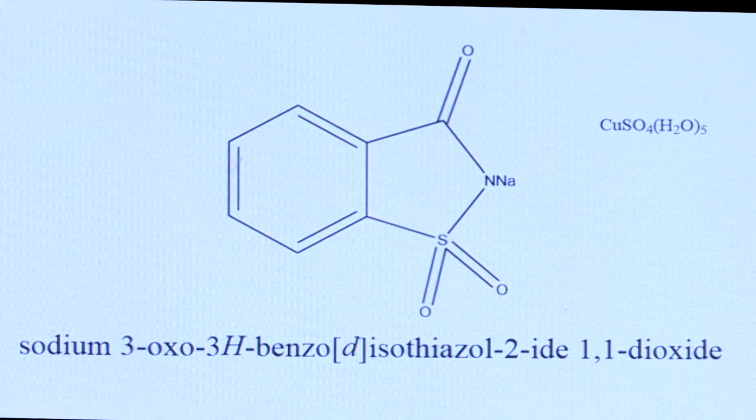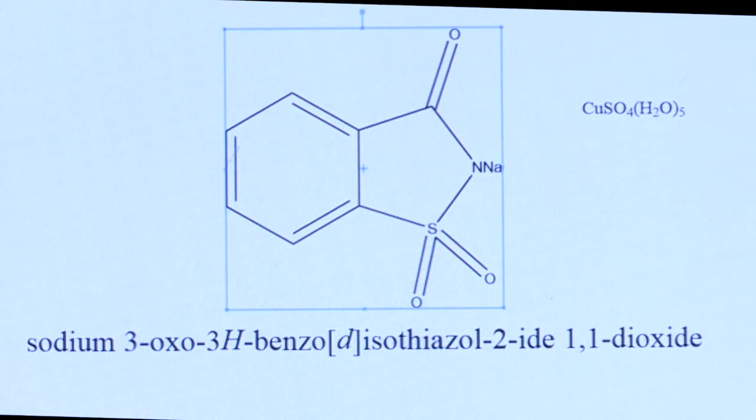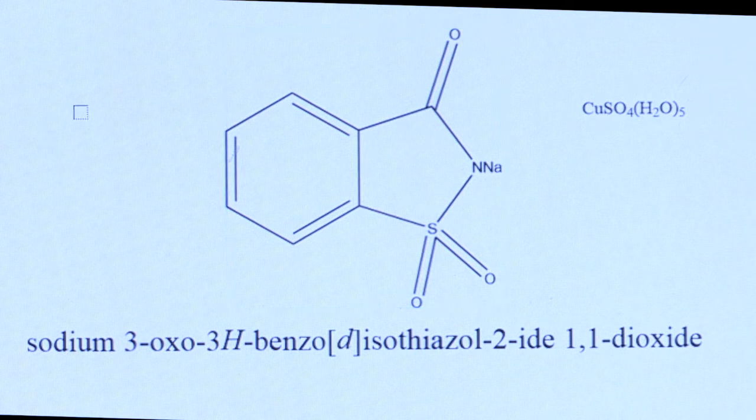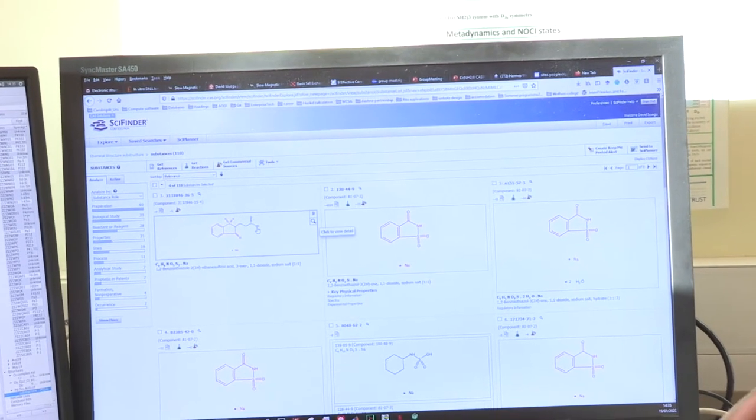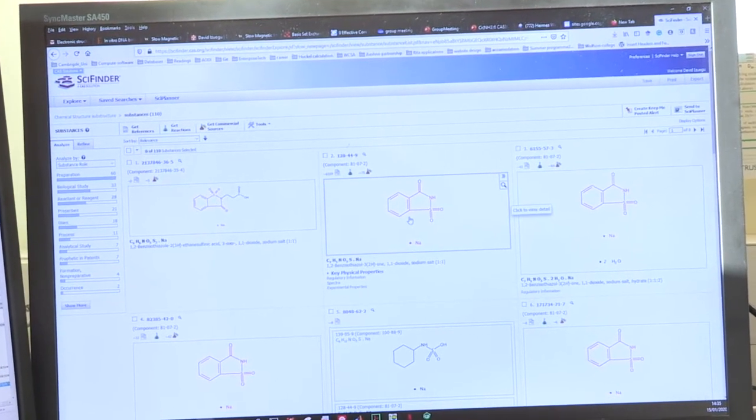So I've drawn this on ChemDraw, and all I have to do is to see if there has been a report about this. And I just go to search and try to search this on SciFinder, and then it gives me different modifications of that particular ligand.